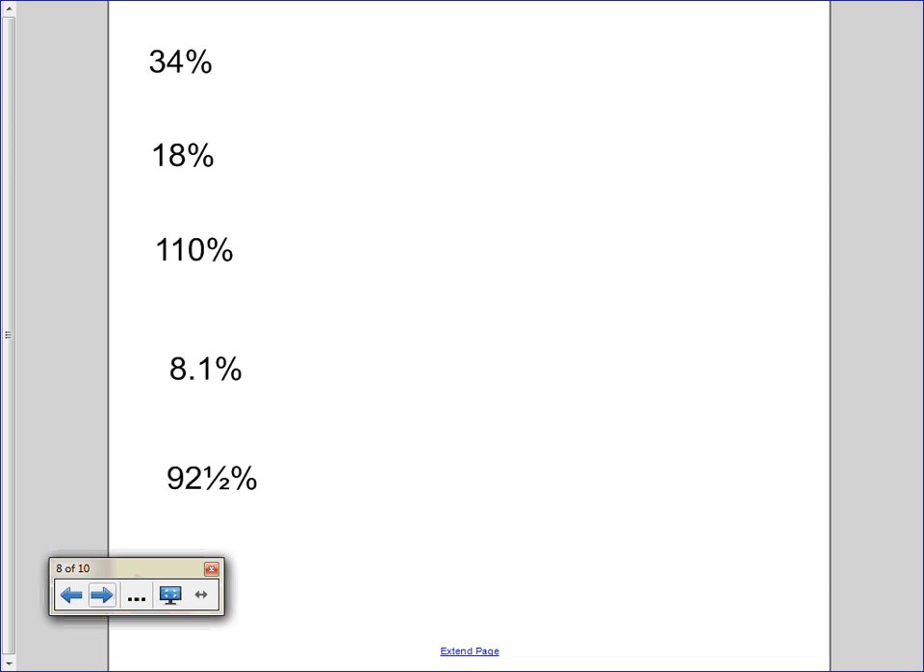Let's do a few examples here. 34%. We're going to do 34 divided by 100. We get 34 hundredths. And again, we take 34 and we put it over 100 and we simplify that down to 17 over 50.